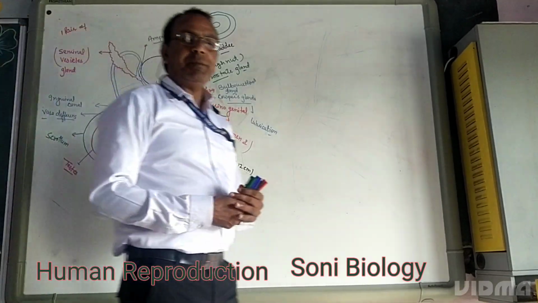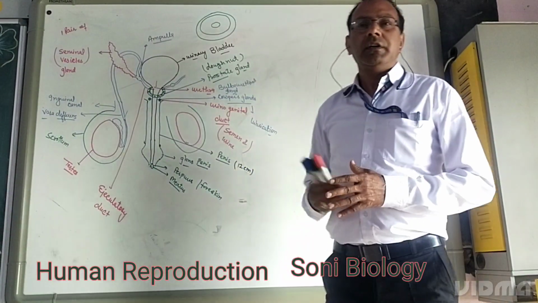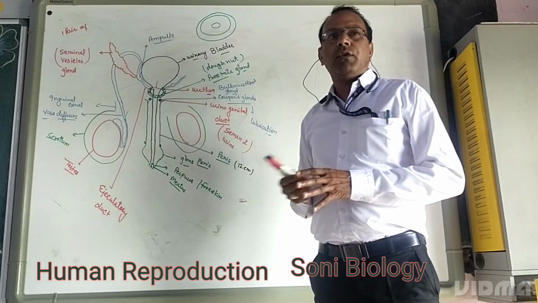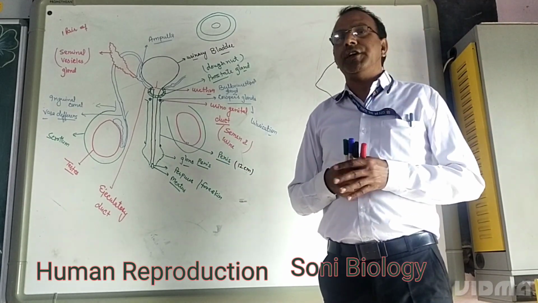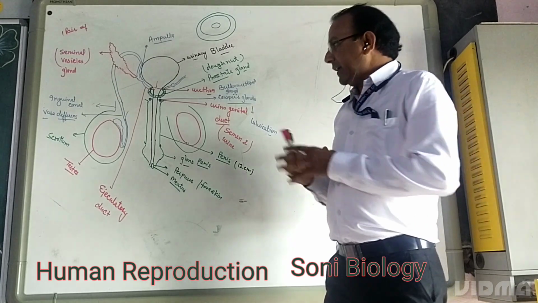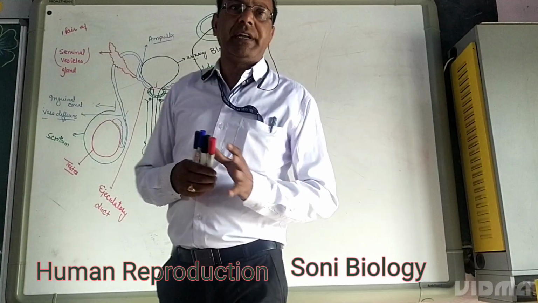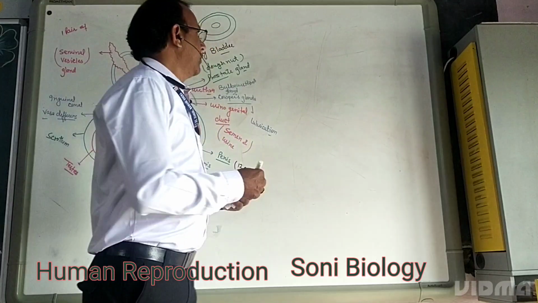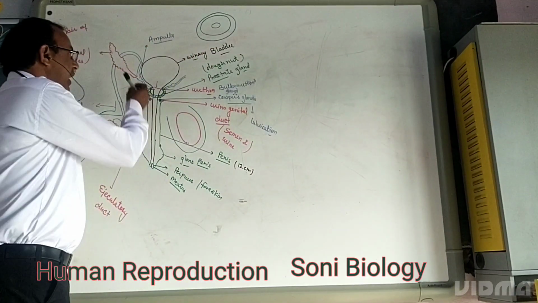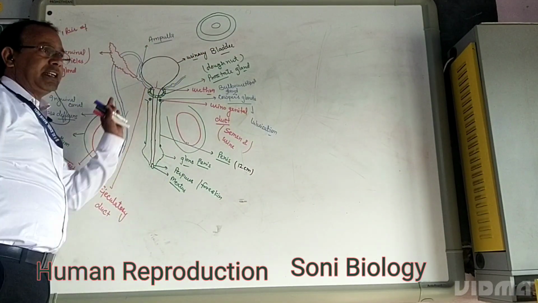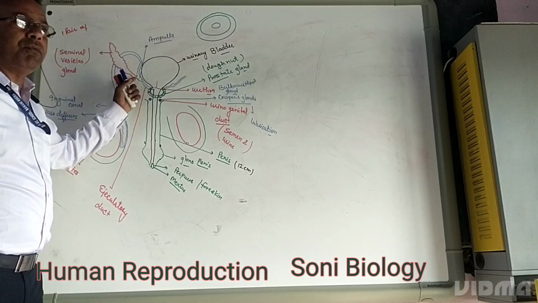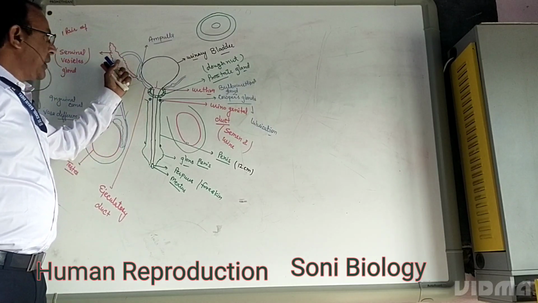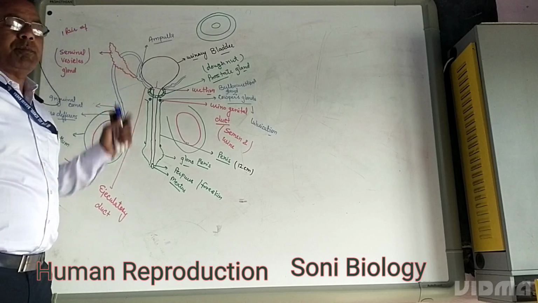Hello students, in the previous part we have studied the different parts of the reproductive system in the human male. In this part we will discuss the different types of glands, the secretions of the glands, as well as the ducts. We have already studied that there is a pair of glands present in the pathway of the vasa deferens.